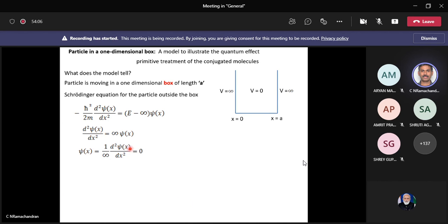That is simple mathematics. Now you know that 1 by infinity we can take as 0. So psi of x is equal to 0. You got psi of x is equal to 0. Now, if psi of x is equal to 0, what is the meaning of that?